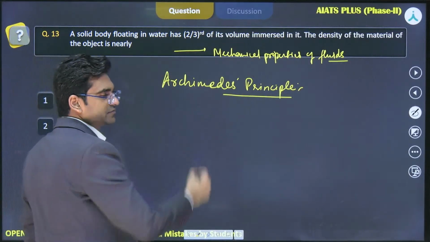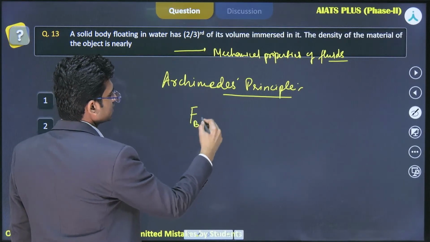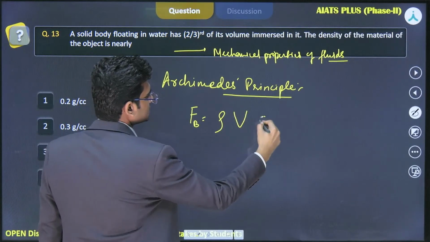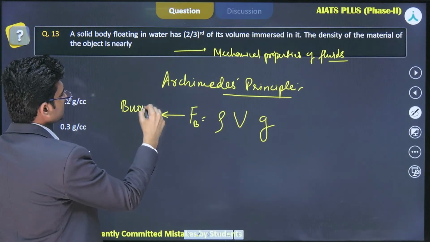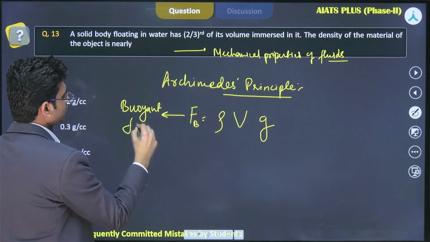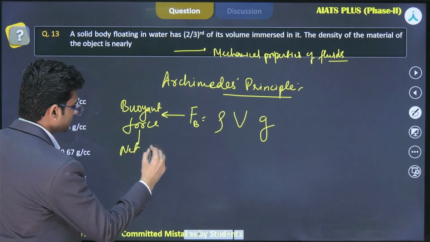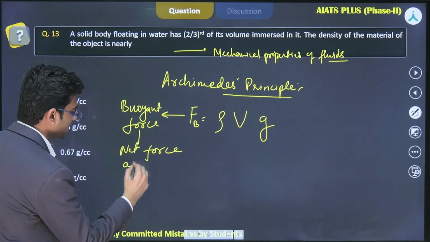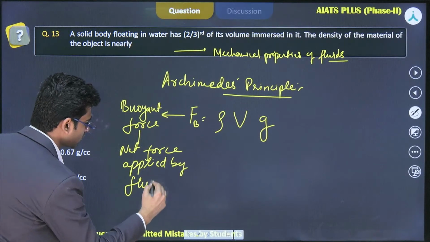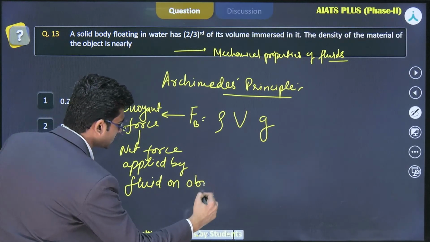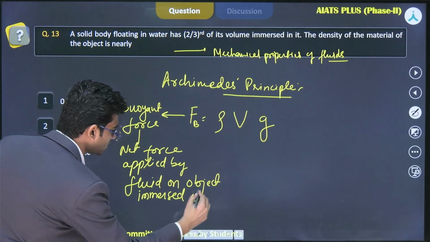The formula which we can get with the help of this Archimedes' principle is FB is equal to rho VG. What is this FB? This is buoyant force. And what is buoyant force? Net force applied by fluid on object immersed in it, right? This is buoyant force.